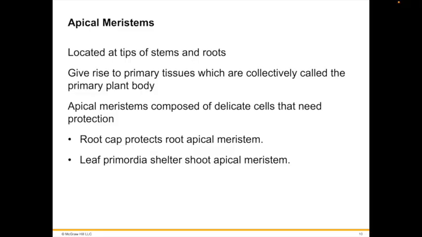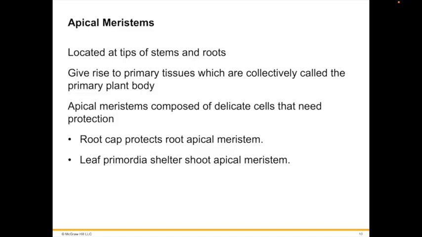Both root and shoot apical meristems are composed of delicate cells that need protection. The root apical meristem is protected by the root cap, the anatomy of which is described a bit later on. Root cap cells are produced by the root meristem and are sloughed off and replaced as a root moves through the soil. In contrast, leaf primordia shelter the growing shoot apical meristem, which is particularly susceptible to desiccation because of its exposure to sun and air.